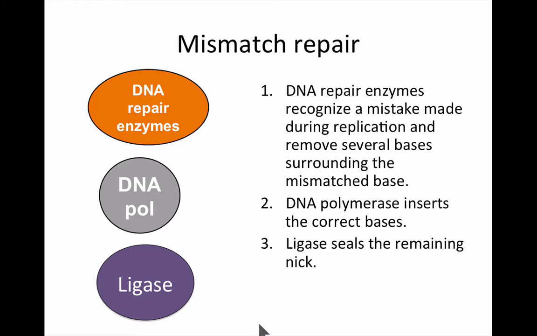So mismatch repair recognizes mistakes made during replication, and the DNA repair enzymes are responsible for removing the mistake along with several surrounding bases. DNA polymerase will insert the correct bases, and then ligase seals the remaining nick. Mismatch repair is very similar to nucleotide excision repair. The difference is that nucleotide excision repair cuts out damaged DNA, while mismatch repair removes errors made during DNA replication.